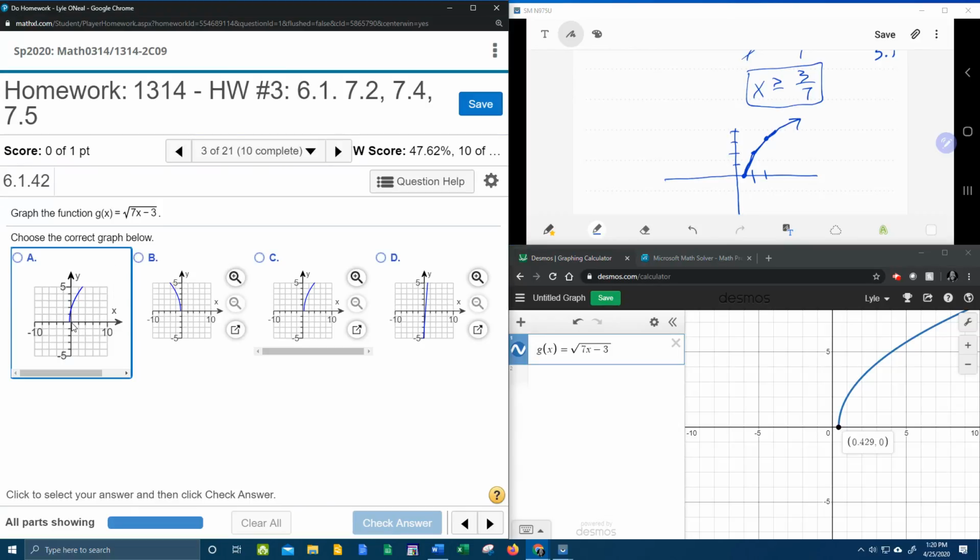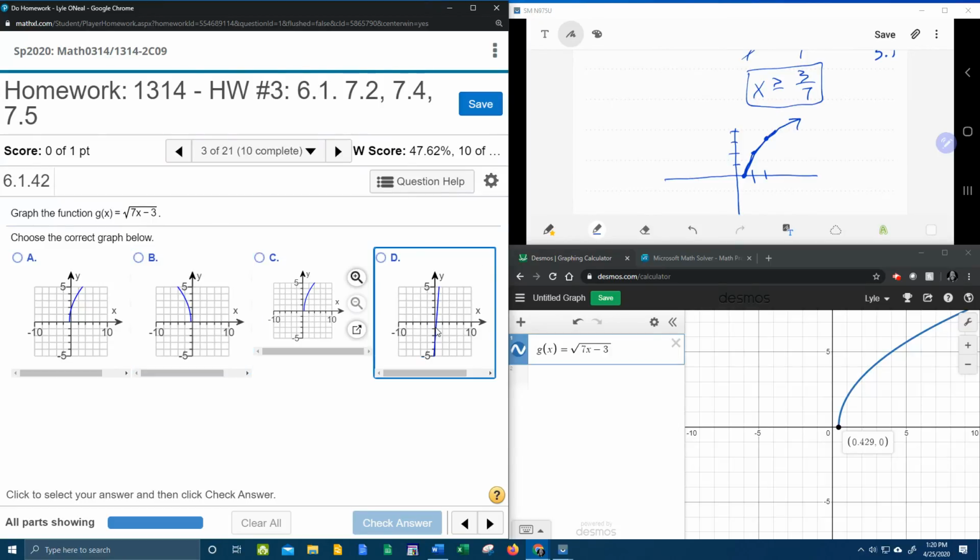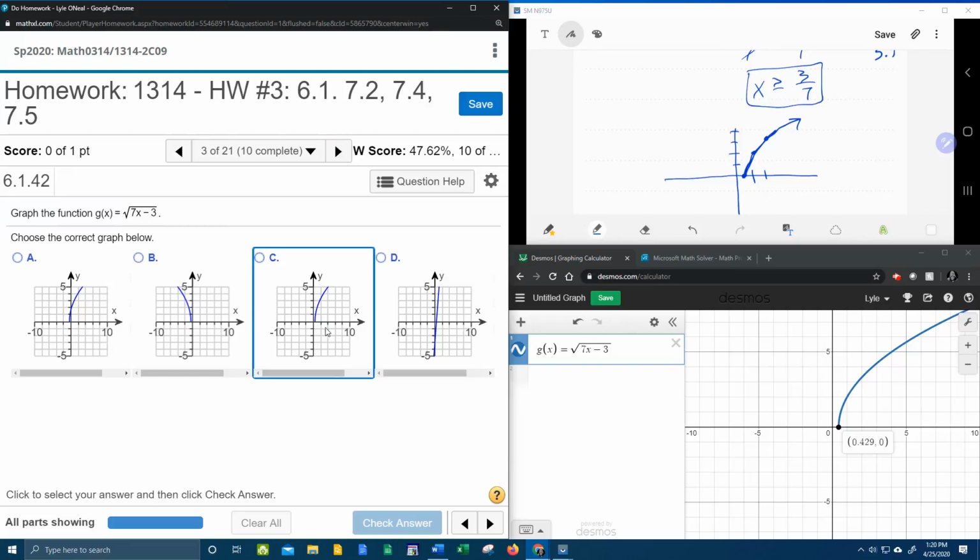Now, is that answer choice over here? Let's zoom in on that one. Now, that's to the left of the origin. That's to the left. This one actually goes farther to the right. That can't be it. So it's got to be C. C looks like what I've got.